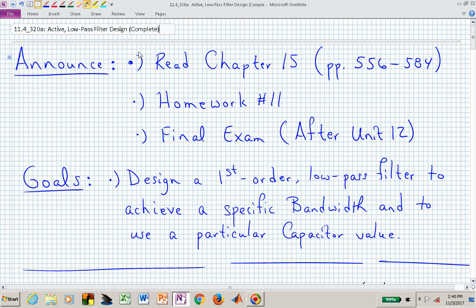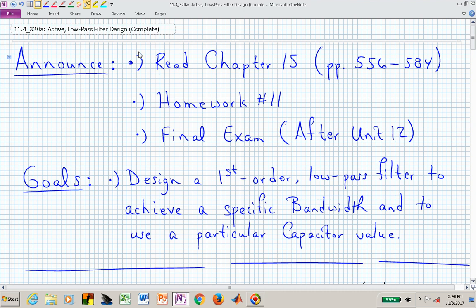Welcome back to ECE 320A. We're in Unit 11, which is our active filter design unit. And homework number 11 is due at the end of this unit. And the material that is consistent with this unit is Chapter 15 on active filters.